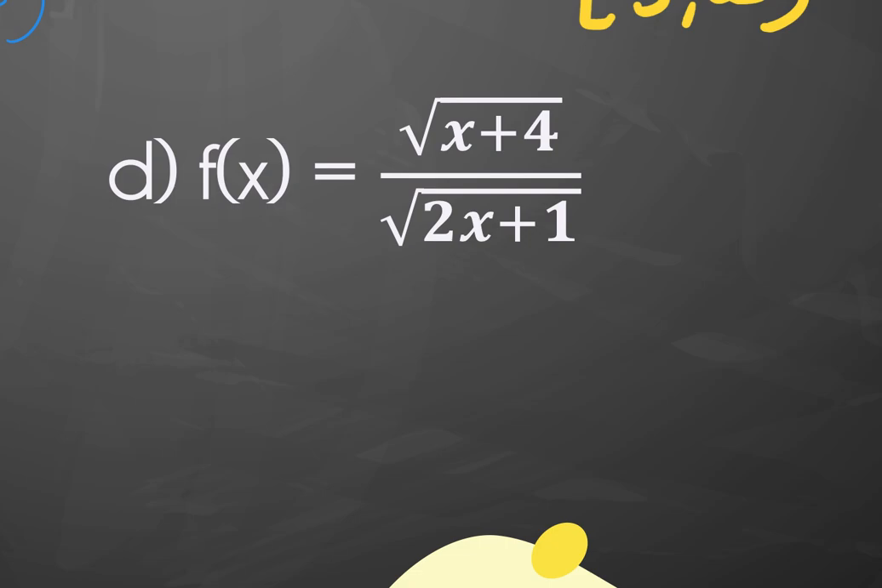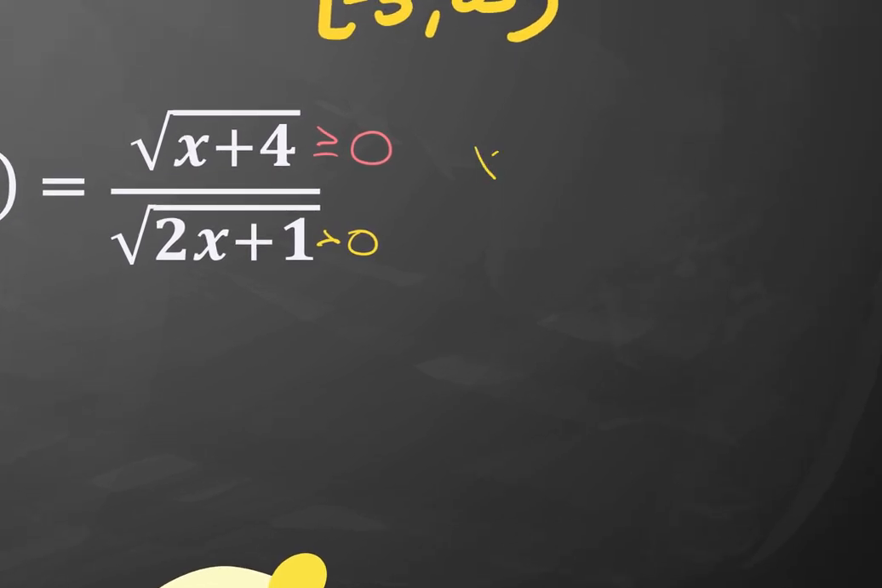There's 2 restrictions. In my numerator, this has to be greater than or equal to 0, but in my denominator, this has to be greater than 0. So I'm going to solve them separately and then see where they overlap. So x has to be greater than or equal to negative 4, that is from my numerator, and x has to be greater than negative 1/2 is from my denominator.